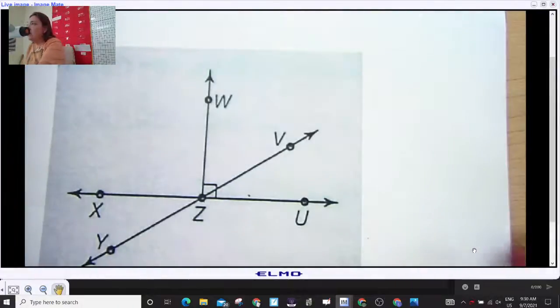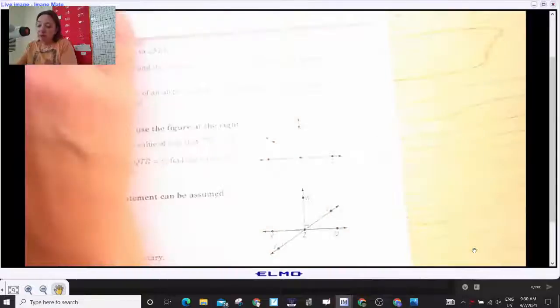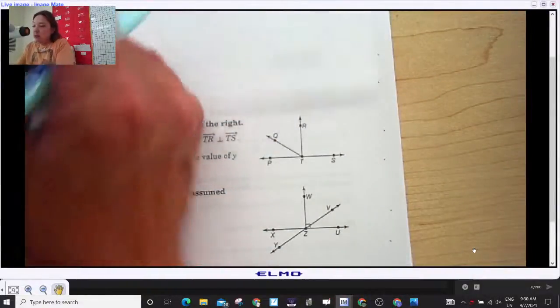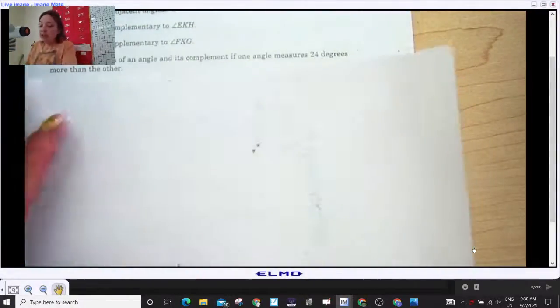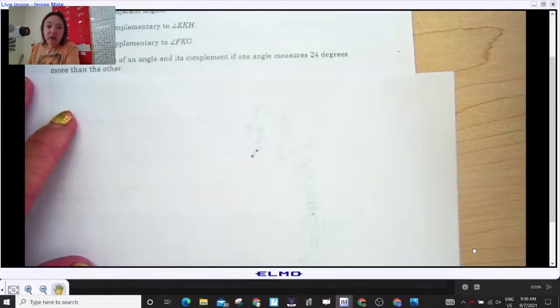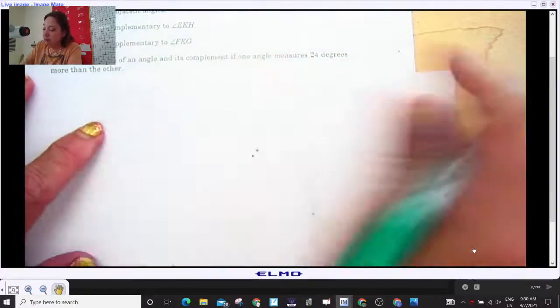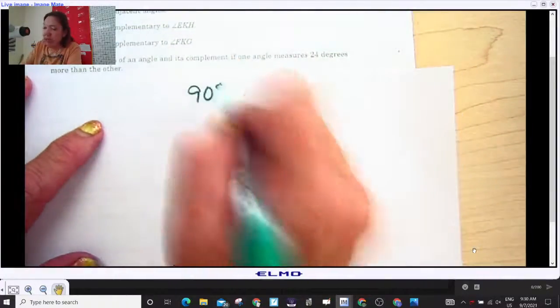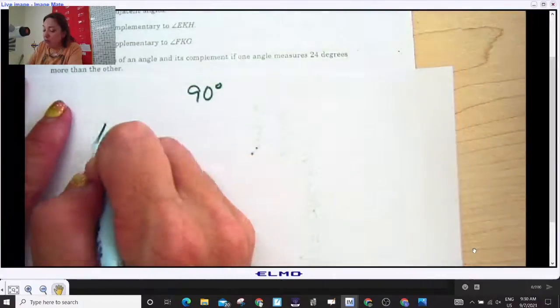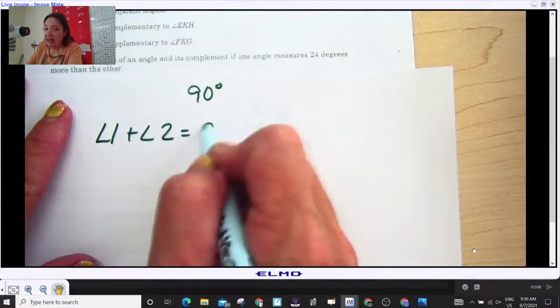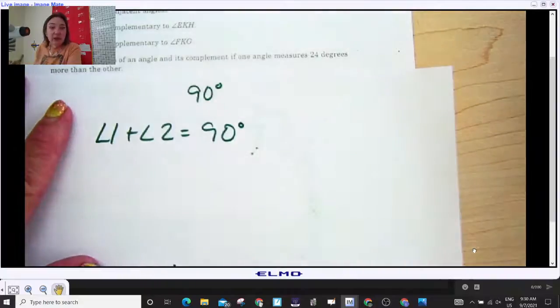Okay, let's jump back to 7 and 8 real quick and wrap them up. Number 7 and number 8 look real complicated, but they're really not. Number 7 says, find the measure of an angle and its complement. Now, what does complement mean? 90 degrees, right? So they add up to 90. If one angle measures 24 degrees more than the other. So we've got angle 1 and angle 2, and they add up to 90 degrees, right?